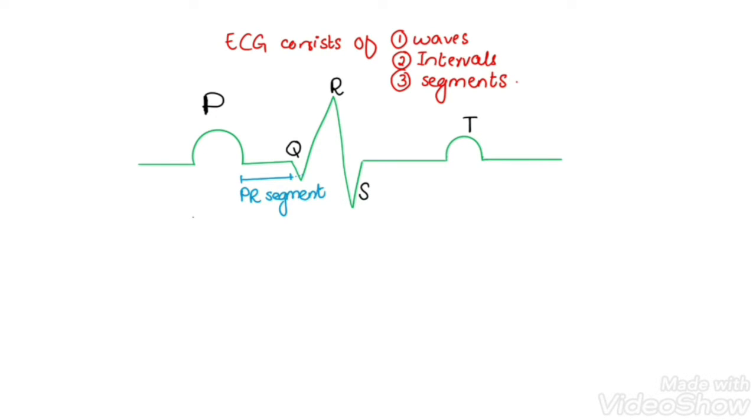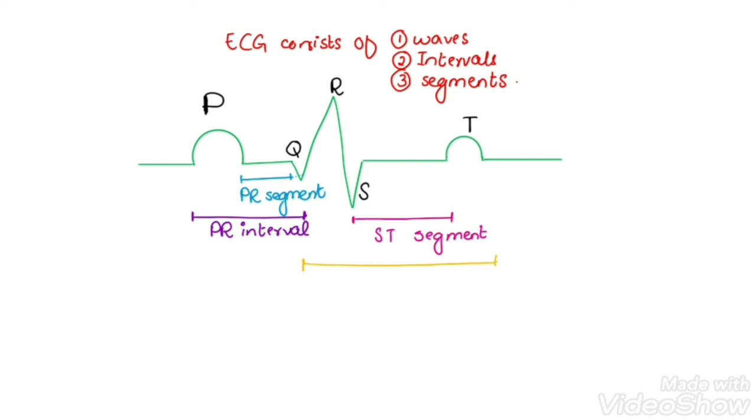The PR segment is present between the P wave and the QRS complex. The PR interval is present from the start of the P wave to the start of the Q wave. An ST segment lies between the S and T waves, and a very long interval that includes the entire QRS within itself as well as the T wave is known as the QT interval. Now let's discuss each part one by one.